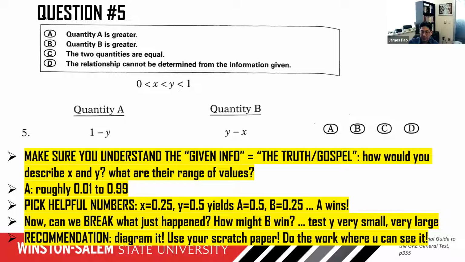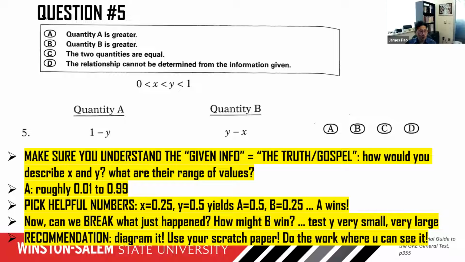Now, we do what I explained before. We pick easy and helpful numbers. Let's start with a super easy number. X is 1/4, Y is 1/2. I've put it in numeric format just to make it easier for you here. So if I do it, I come up with a quantity A equal to 0.5, and a quantity B equal to 0.25. A wins, yay. So A is bigger, okay.